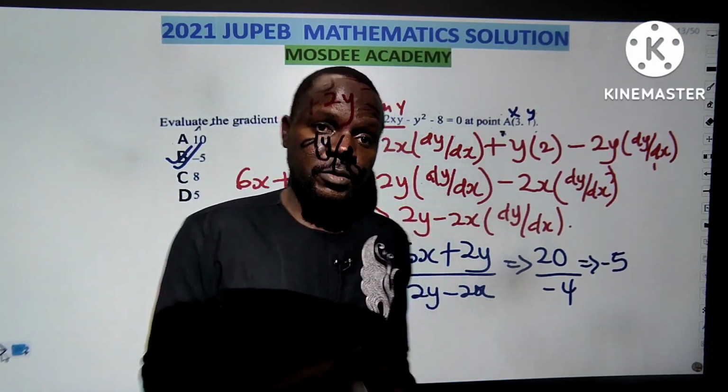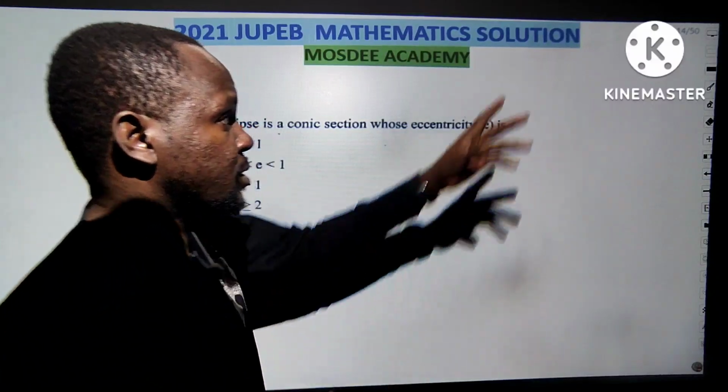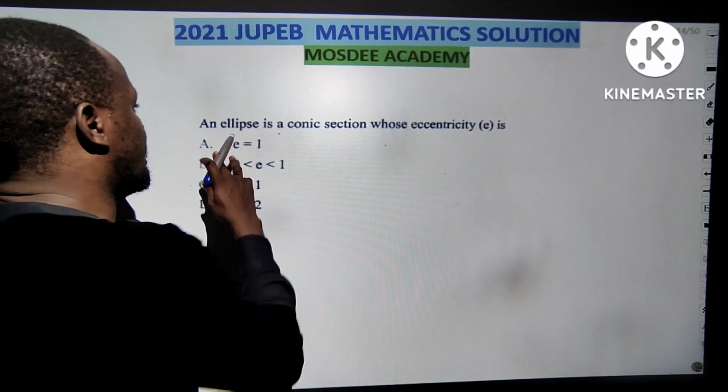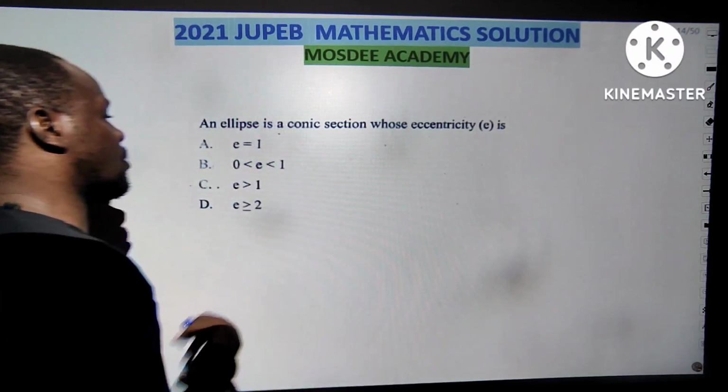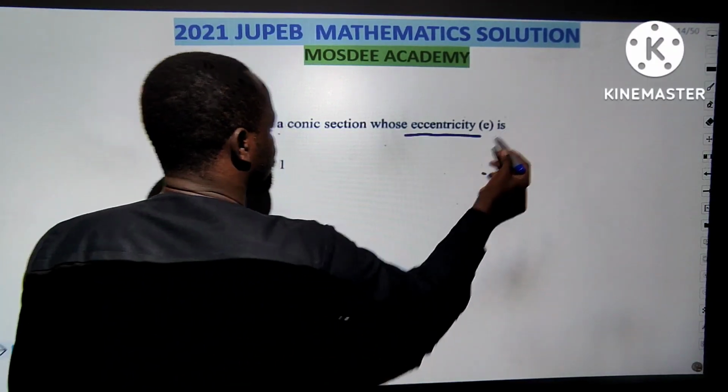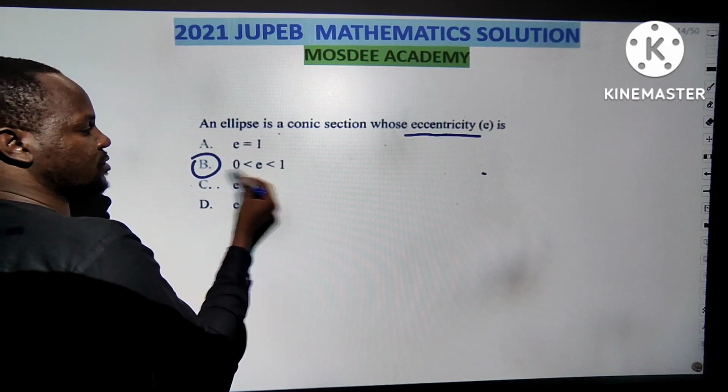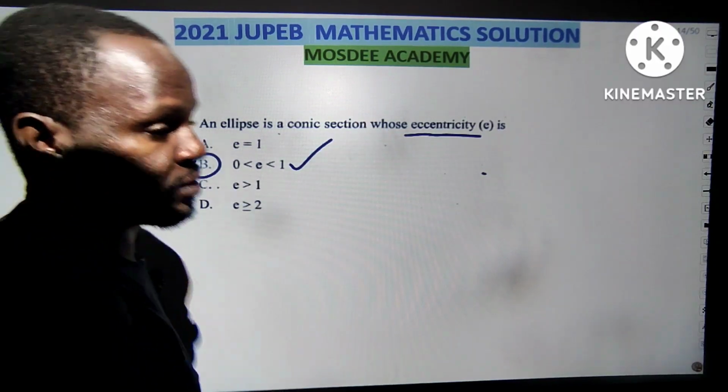I'll come back to them, because we have 50 questions. This is just question 14. Now, an ellipse is a conic section whose eccentricity lies between 0 and 1. So this is a memory-based, formula-based question. That's what we're after. Next question.